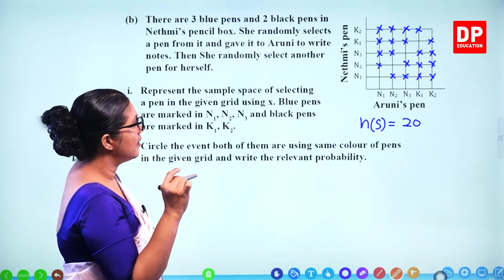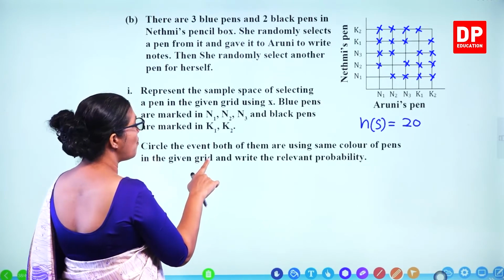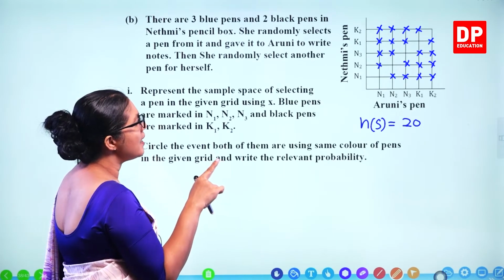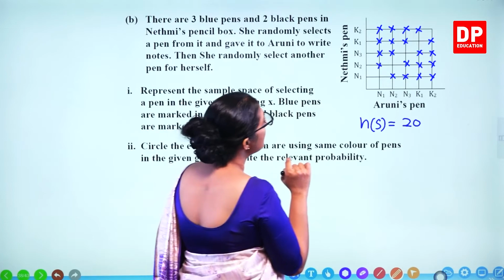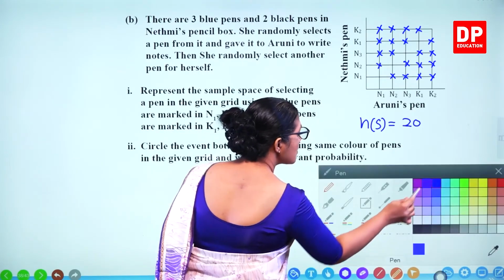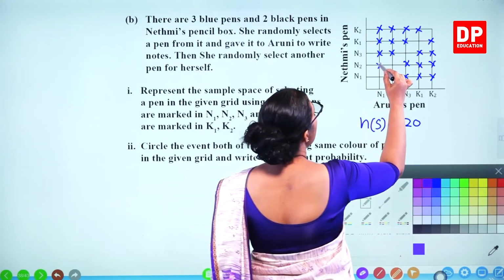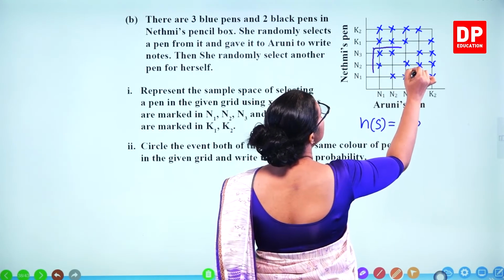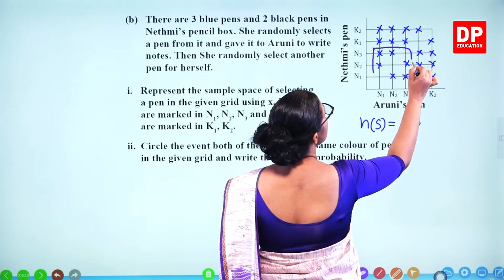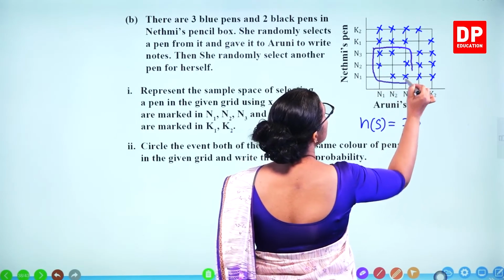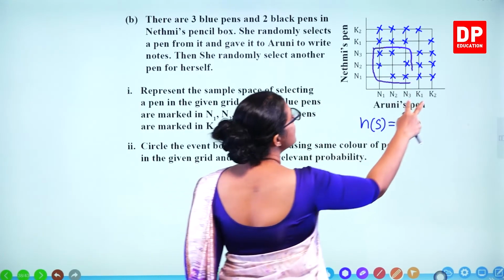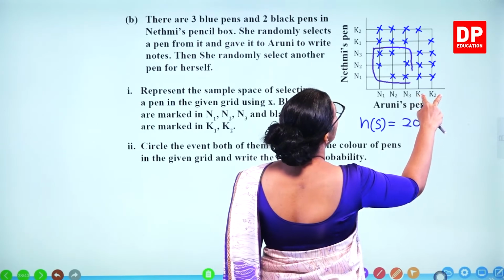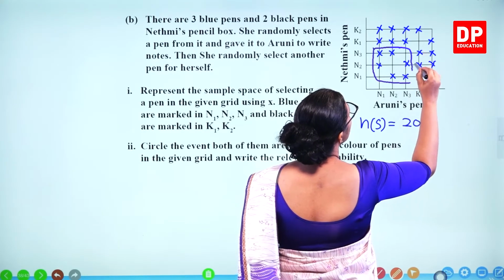Now here it says both of them are using the same color of pens. So we'll see what's the part we need. N1 same color. So this is possible. N3, N2. This is possible. This part is possible. And if it's K1, K2, this part.